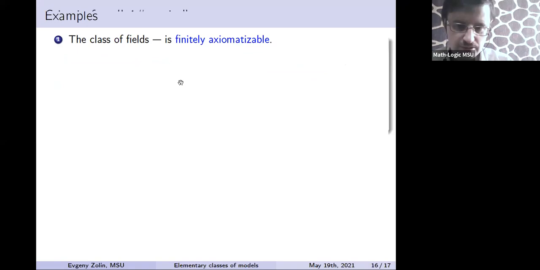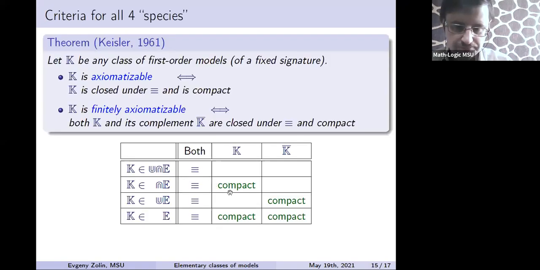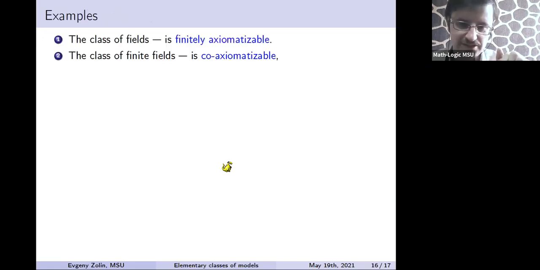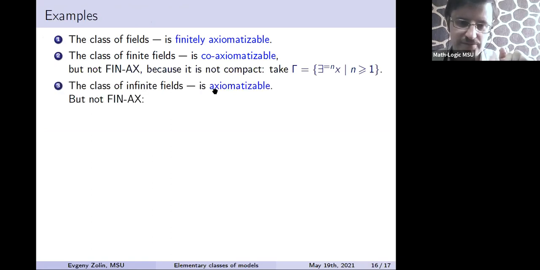So we have shown that it belongs to this union E. It is co-axiomatizable, but not to the last line, because we have shown that this class is not compact itself. So we use this table to show that it is co-axiomatizable but not axiomatizable.